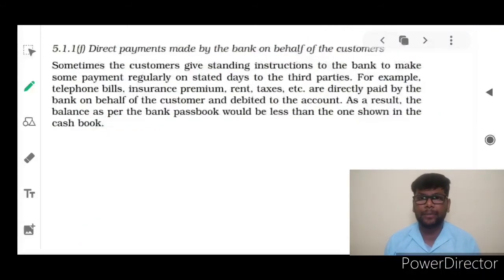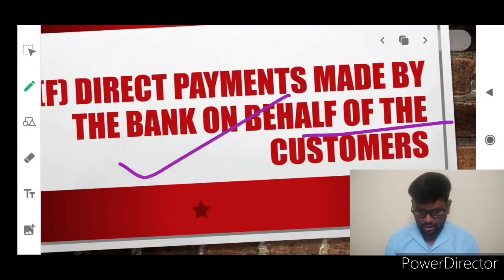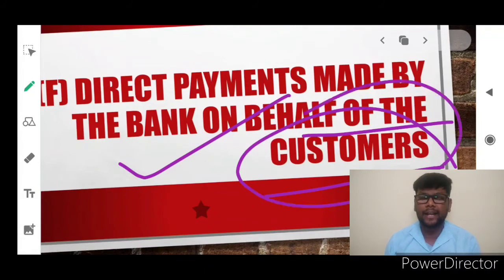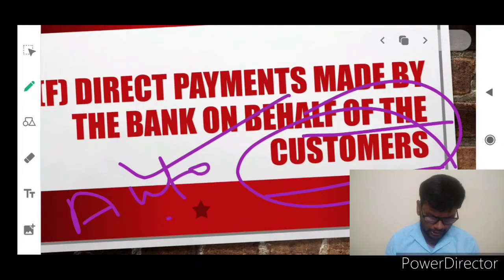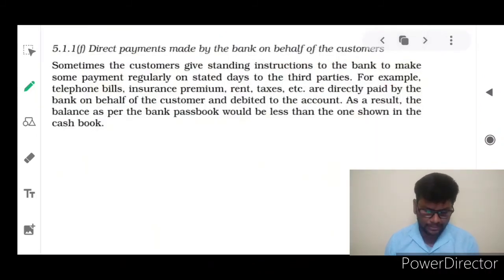And the next very important timing difference is direct payments made by the bank on behalf of the customer. On behalf of the customer, bankers are paying money, which is auto debit. So automatically the amount will be debited each and every month from your bank account. Let's discuss it in detail. Sometimes the customers give standing instructions.